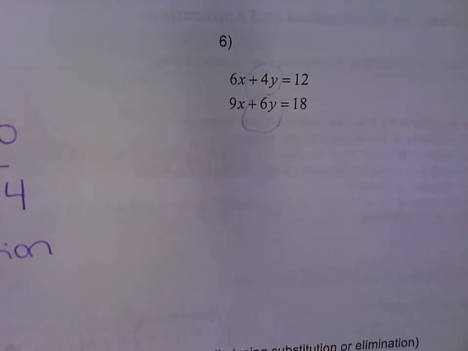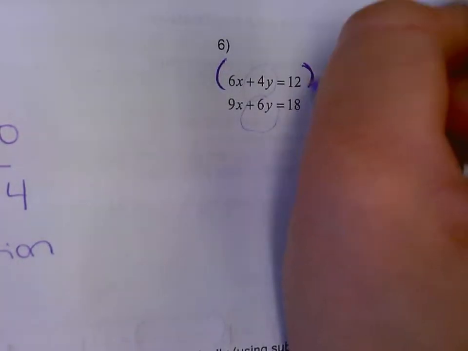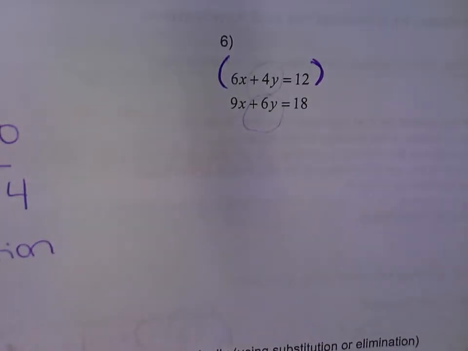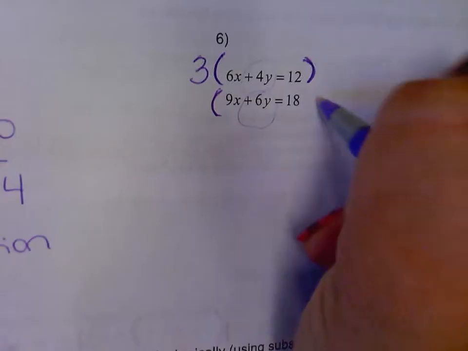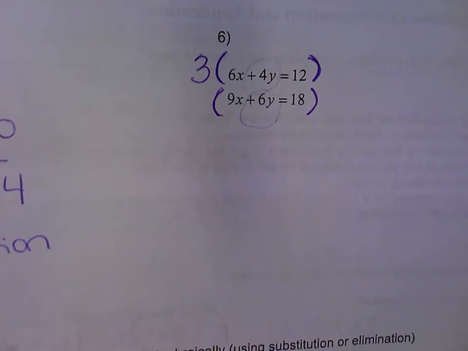So like 4, 8, 12, 16, 20. And then if I wanted to count by 6s, 6, 12, 18, 24. What's their least common multiple? 12. So what should I multiply this top equation by to get it 12? And what should I multiply the bottom equation by? How am I going to get the 4? Yeah, so positive 3. And what should I multiply the bottom equation by to get to 12?